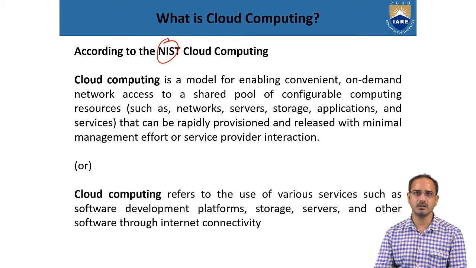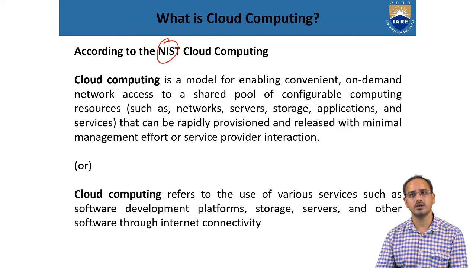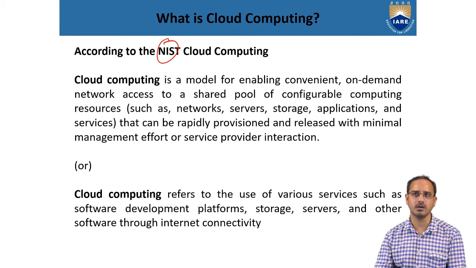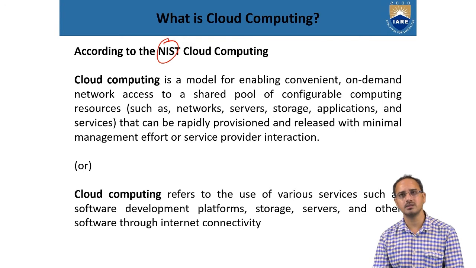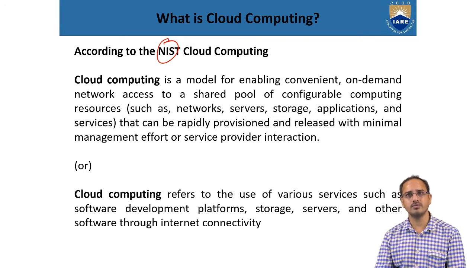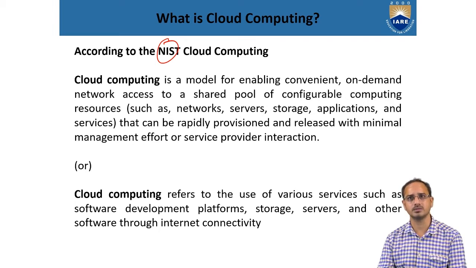So, what does it mean? We are saying cloud computing is a model for enabling, in the sense that the services are going to be enabled. They are going to be enabled on demand of the network access. So why are we demanding the network access? In order to make use of the shared pool of configurable computing resources.